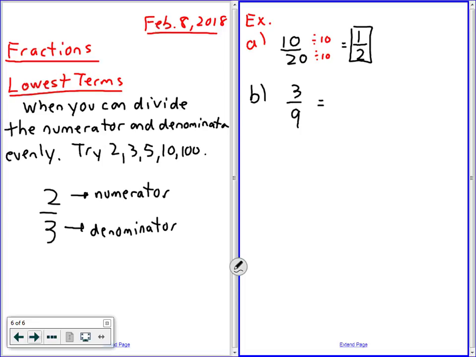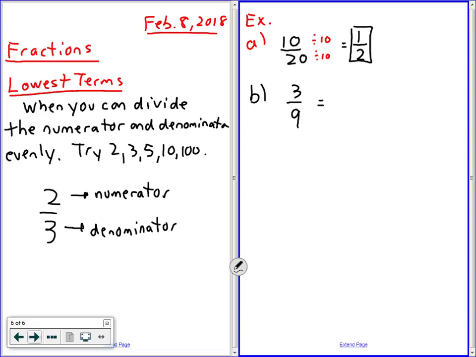3 over 9. Now, can those be divided by 2? Definitely not. Can they be divided by 3? Yeah, they can. They're both in the 3 times table, right? So all you do is just check 2, 3, 5, and 10. I can take a look. These can both be divided by 3.